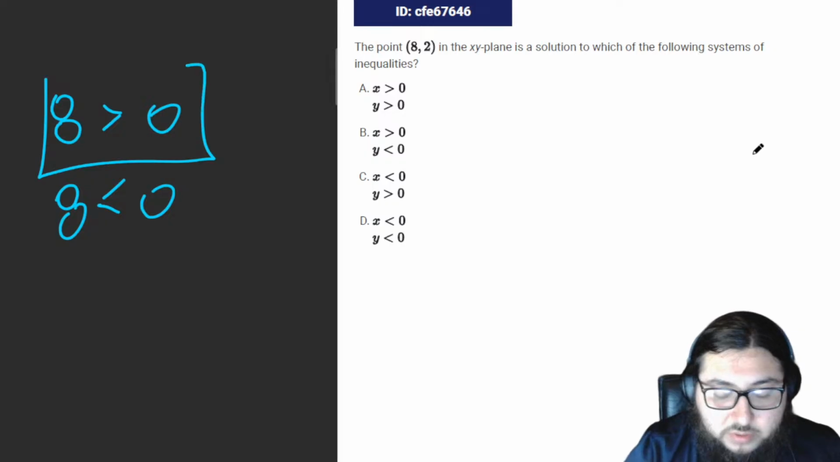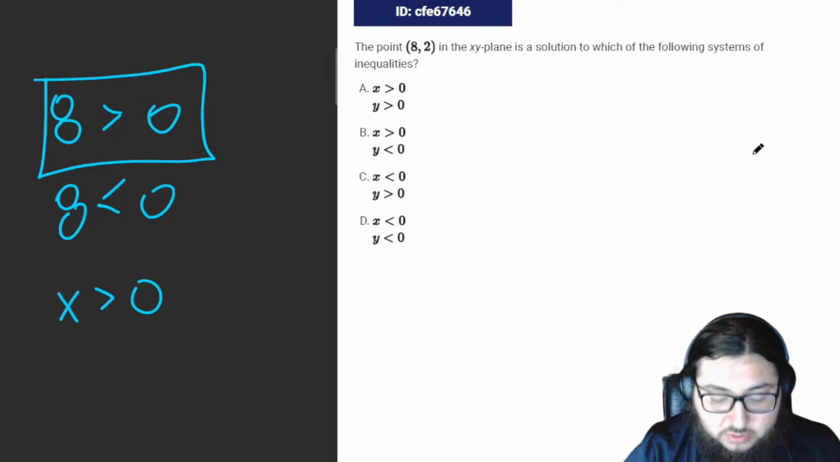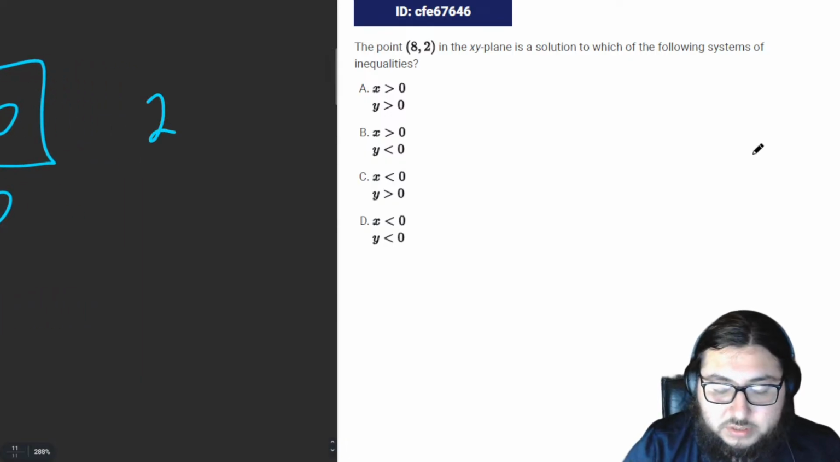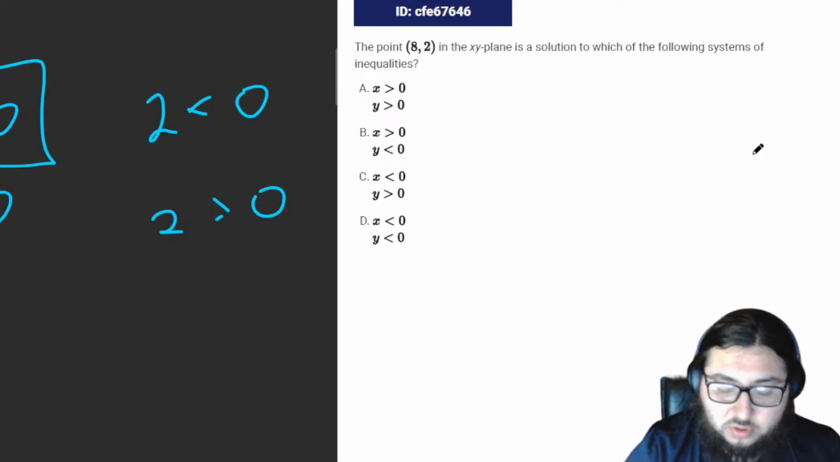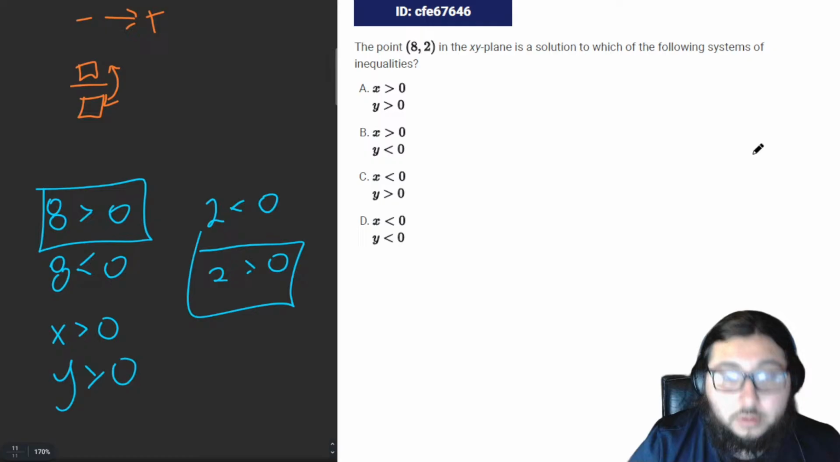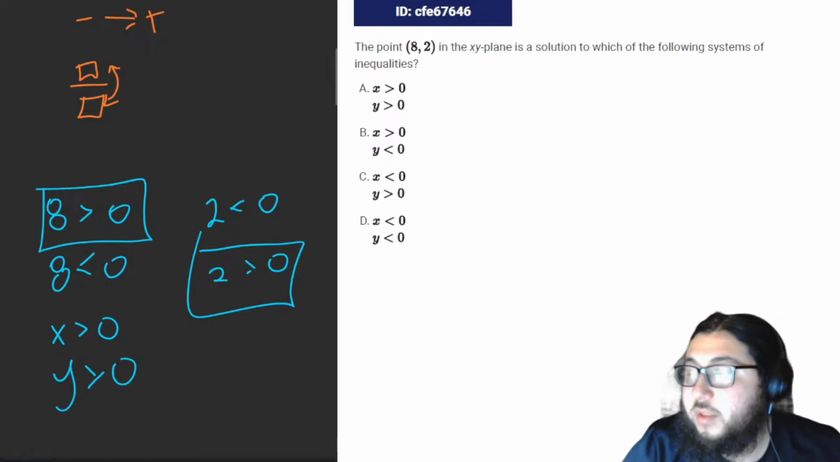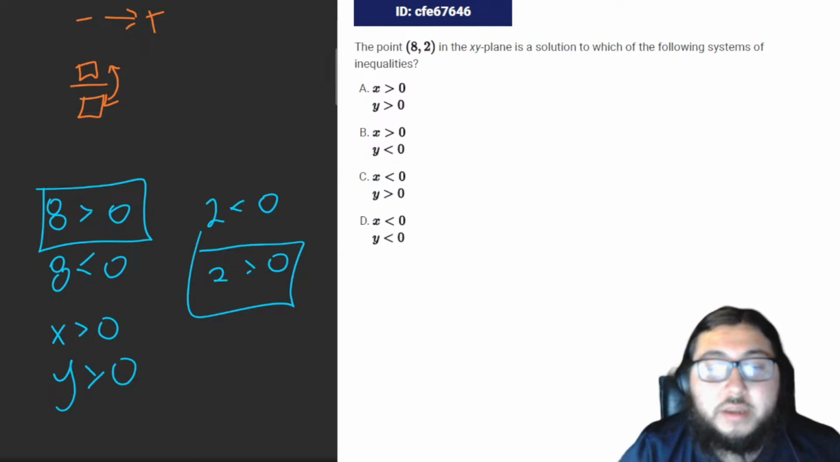We know that 8 is greater than 0, and 8 is our x value, so x should be greater than 0. And then same thing, is 2 less than 0 or 2 greater than 0? This is our y value, and we know that 2 is greater than 0, so y should be greater than 0. We see that this corresponds with letter choice A, and A is the correct answer. Just to be 100% sure, A is the correct answer.